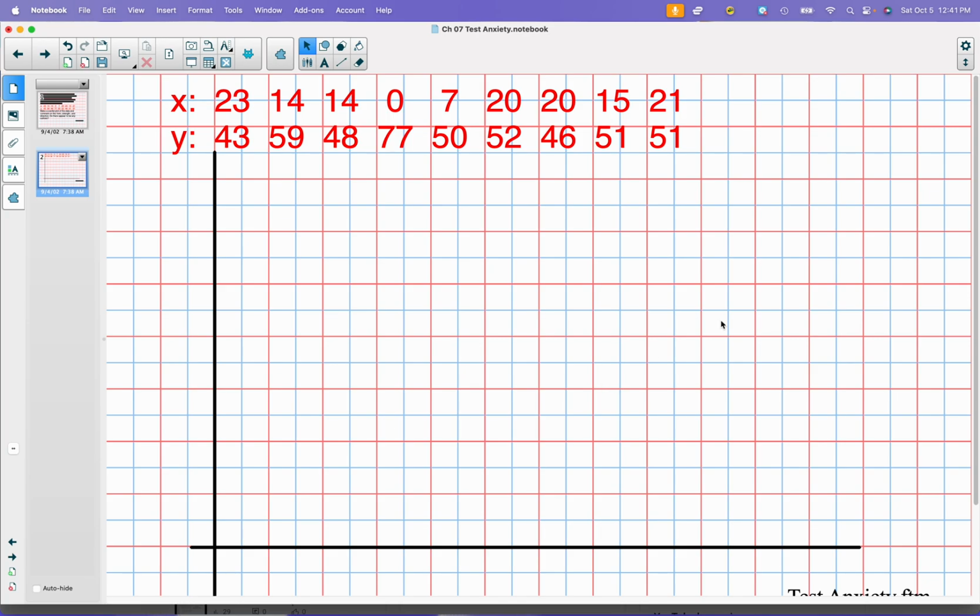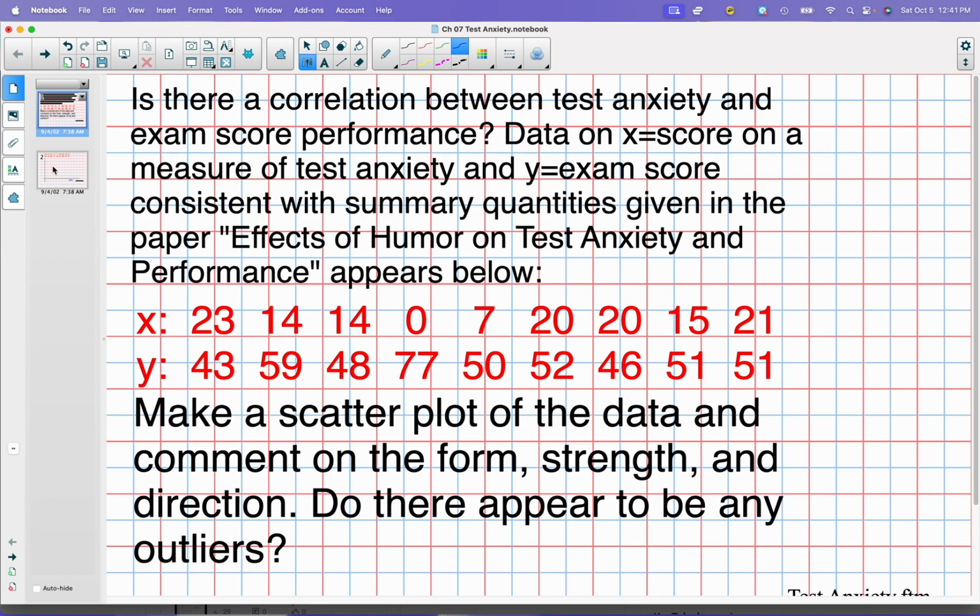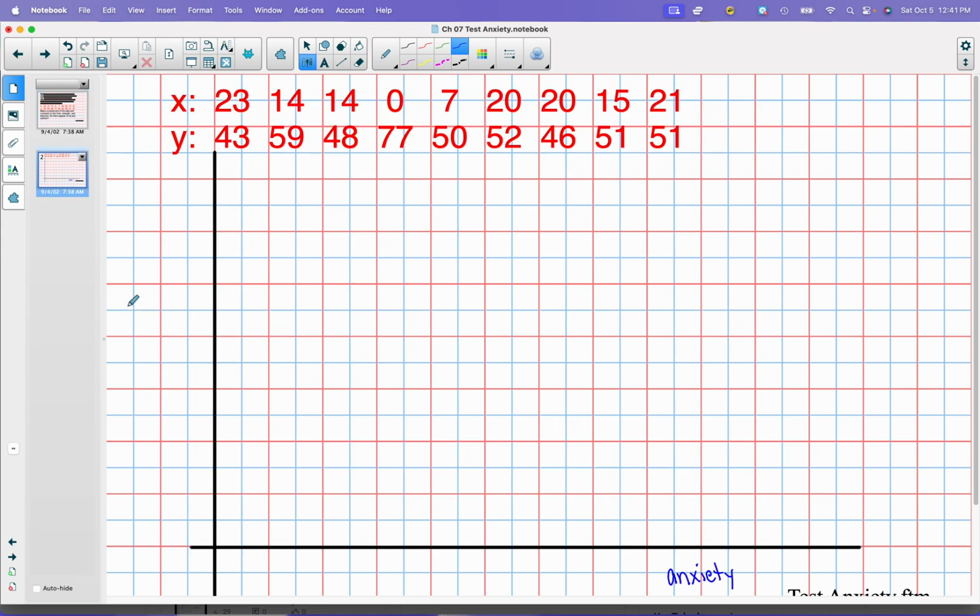So we're going to be putting the anxiety level on the x-axis. So remember, that means that is going to make the explanatory variable our anxiety score. And then the exam score is going to go on the y-axis.